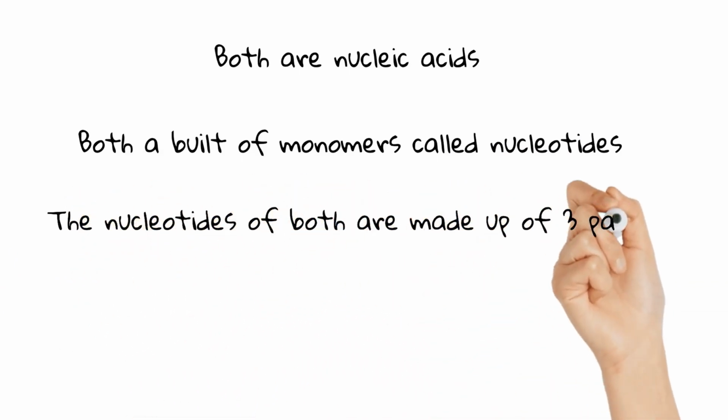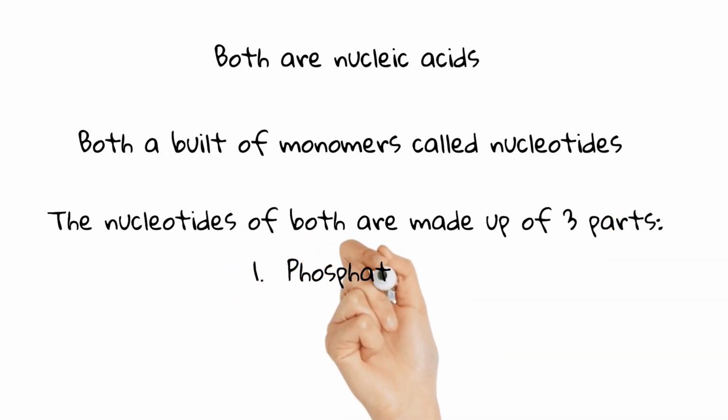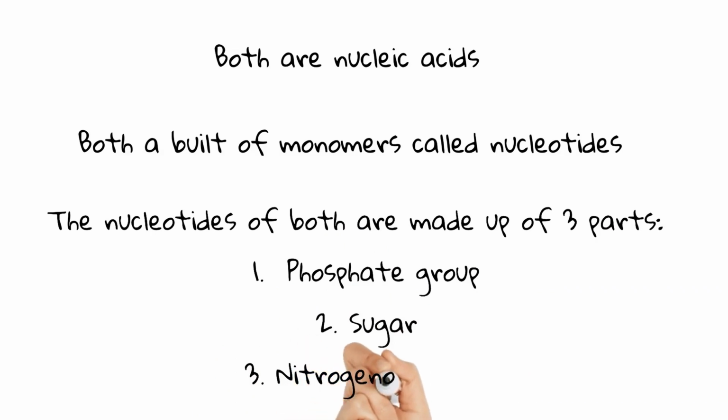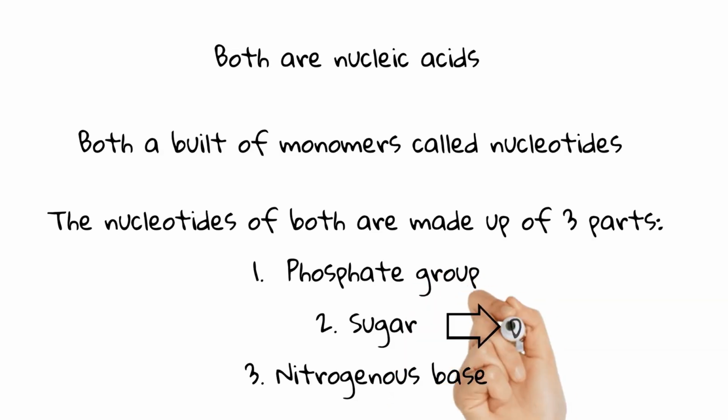The nucleotides of both are made up of 3 parts: a phosphate group, a sugar, and a nitrogenous base. However, where they differ is in those sugars and a little bit in those nitrogenous bases. Number 1, the sugar used in DNA monomers is deoxyribose sugar. So it's missing the oxygen that the sugar in RNA has. So deoxyribose sugar is what contributes to a monomer of DNA.